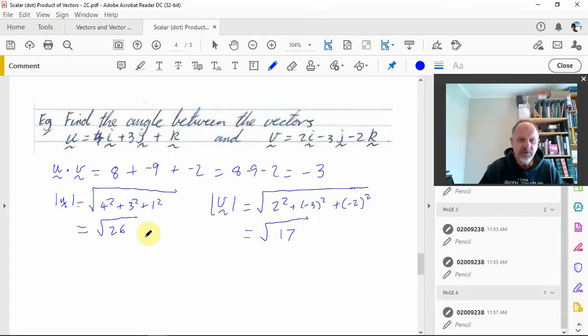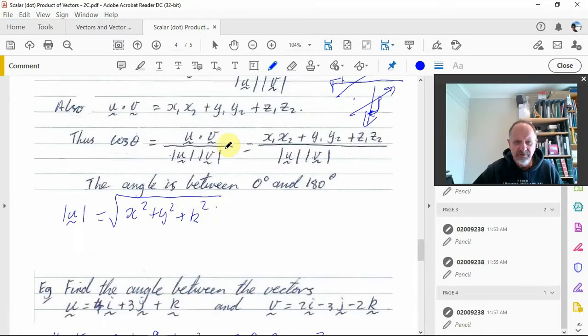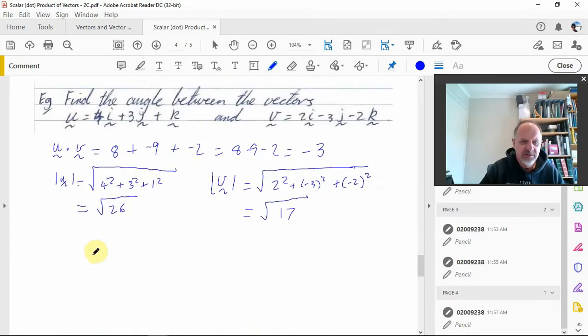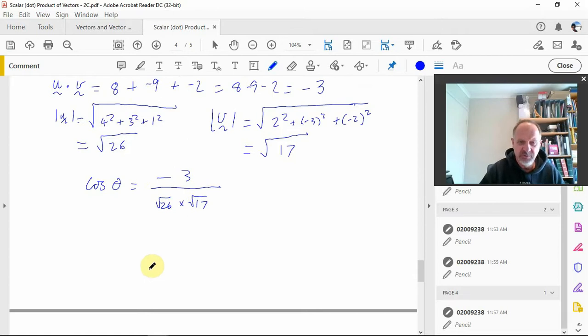So from what I've got here, the cos of the angle is the dot product over the magnitudes multiplied together. So my cos of the angle between these is my dot product over root 26 times root 17. We can multiply them together, negative 3 over root 442, it works out to be, according to my notes.